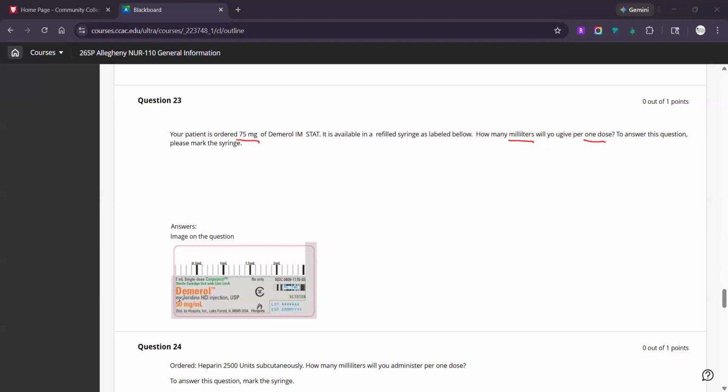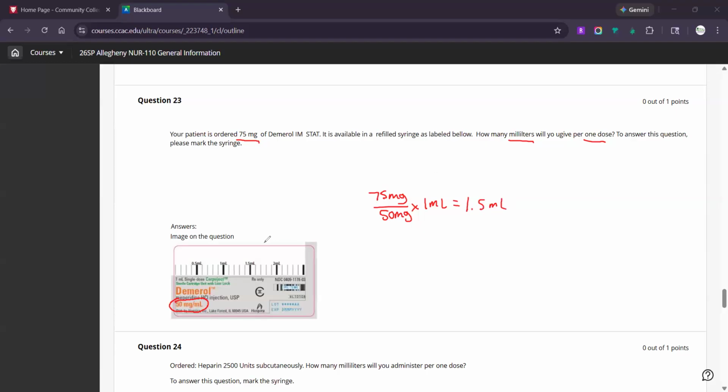So we have to look at the label, and you'll notice that the label kind of hides the available. It's 50. So you're going to take your order over your available times your quantity. And again, 75 divided by 50. I'm just plugging that into my calculator, and I'm going to get 1.5 ml.